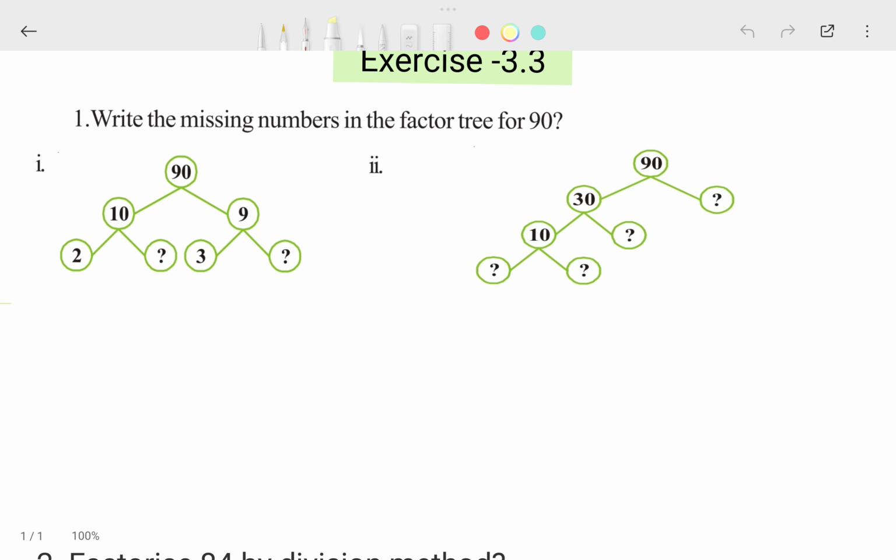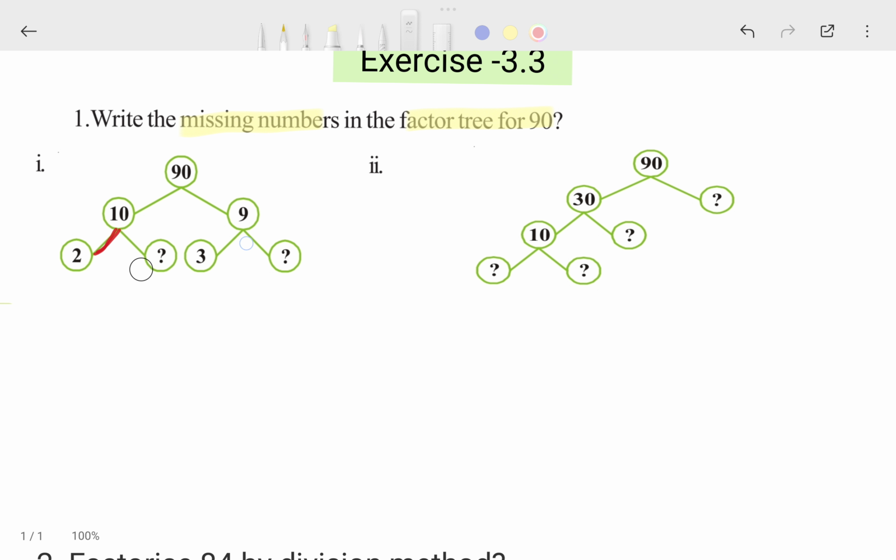So the first question is telling us to write the missing number of the factor 90. If you see here, 90 is there. When you multiply 10 and 9, it's going to be 90. When you multiply 2 and something, what number you multiply, that is going to be 10. Here is a 3. What number should you multiply here? That is going to be 9. So there is a number which is missing here, and we have to find that out.